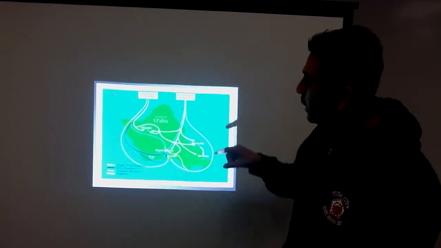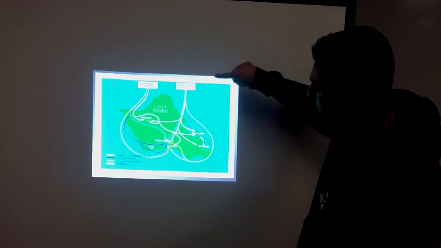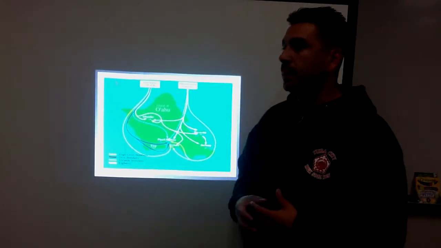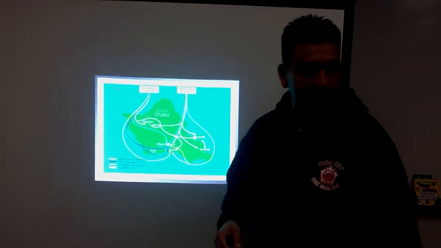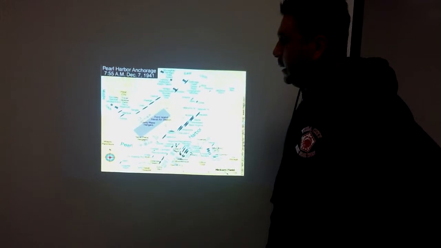It talks about the first wave and how the Japanese came in and how they bombed, and then the second wave over here shows how they came in from another angle. So I think again it gives a better visual, and that helps with the understanding. Again, another map, and I think concept maps are great to use.